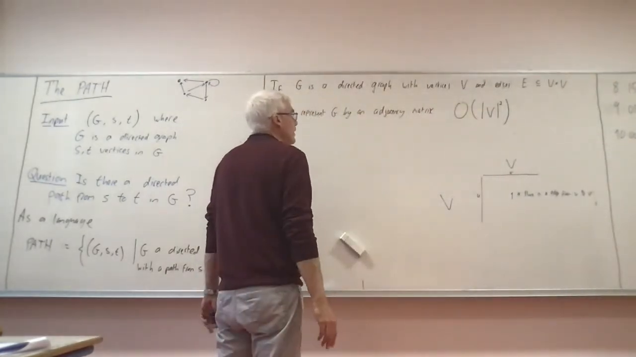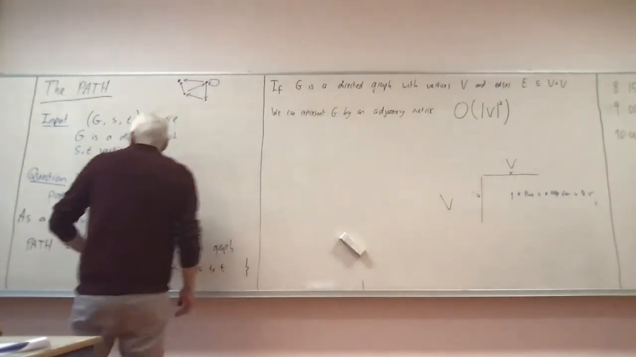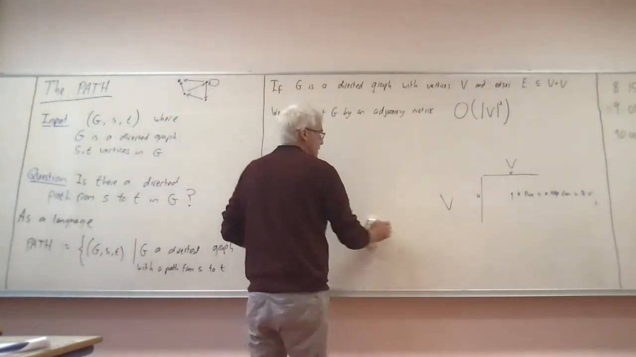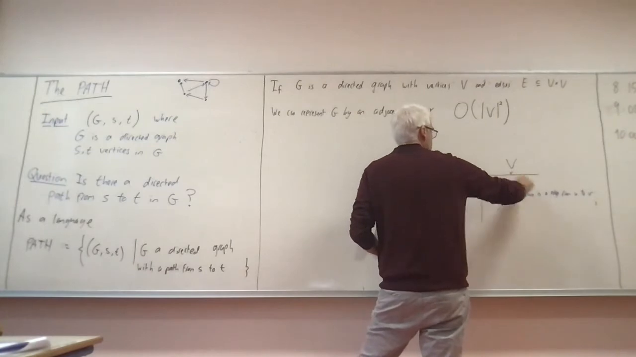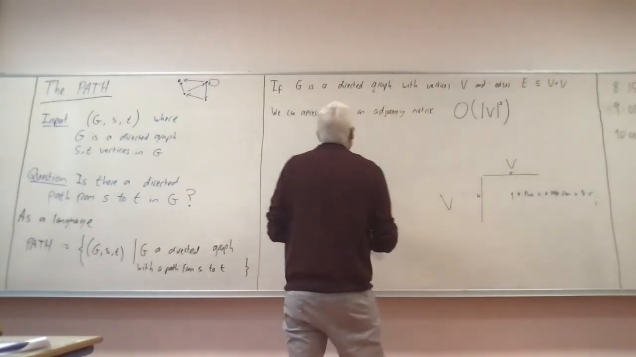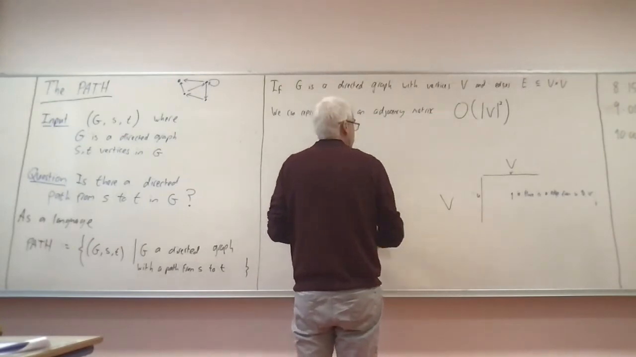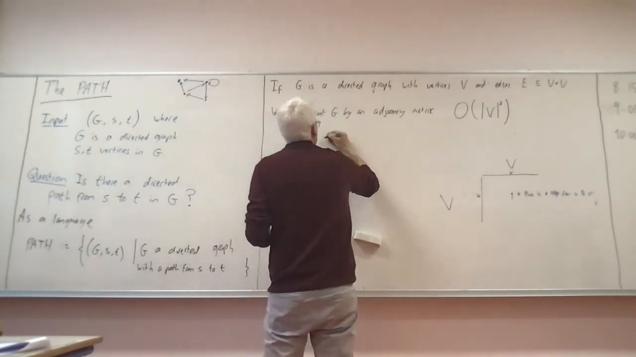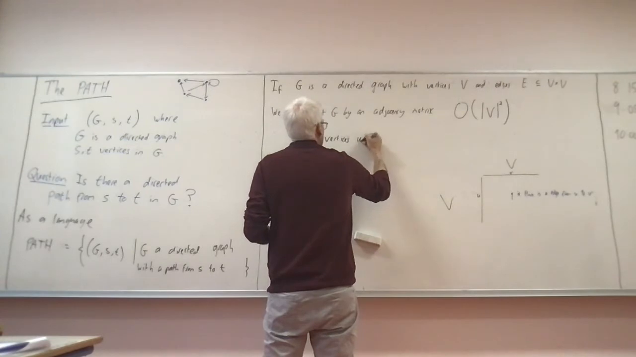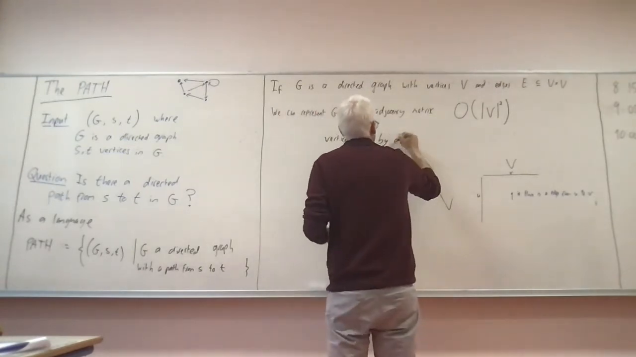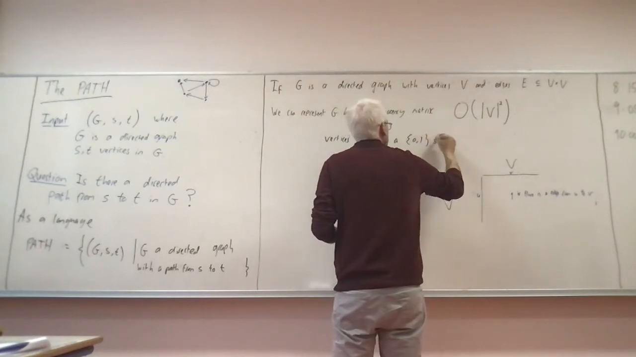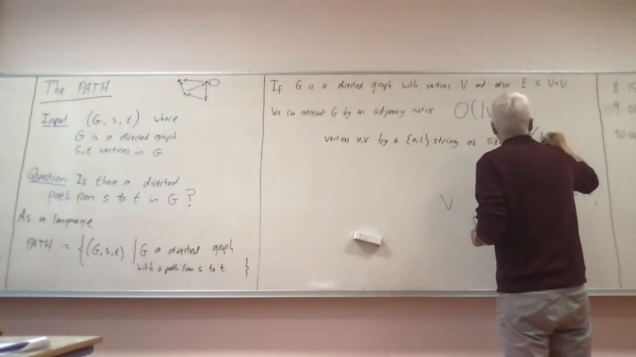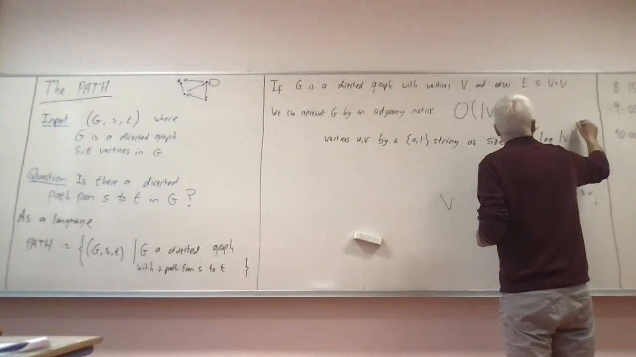Basically, we can represent the vertices S and T using a binary string that represents the position of the vertex in our matrix, written in a certain order. And the size of that is big O of log of V. So we can represent vertices U, V by a 0,1 string of size big O of log of the number of vertices.